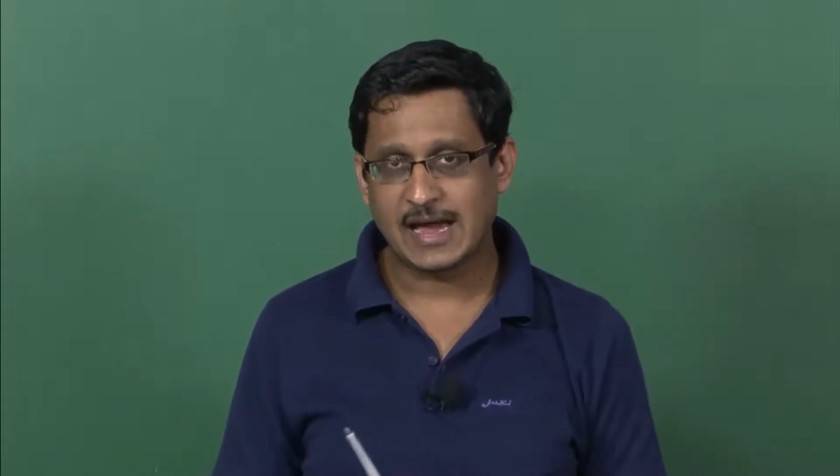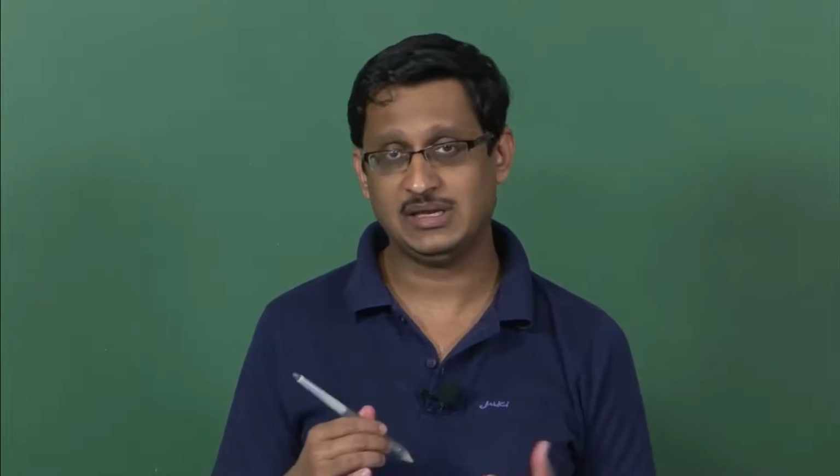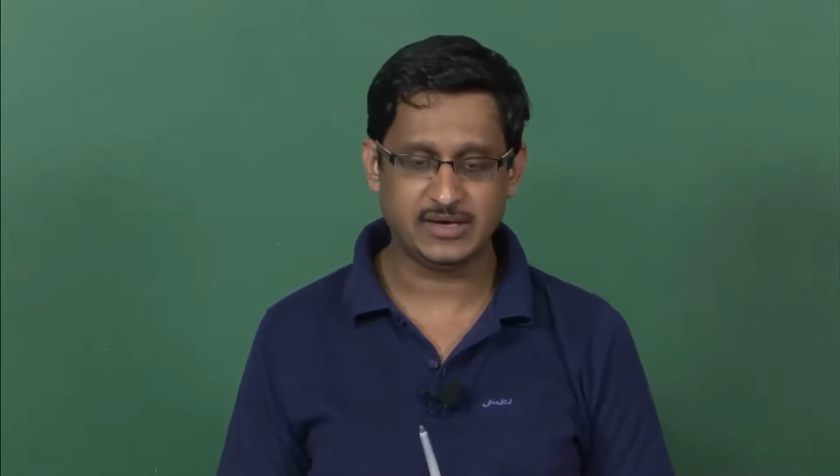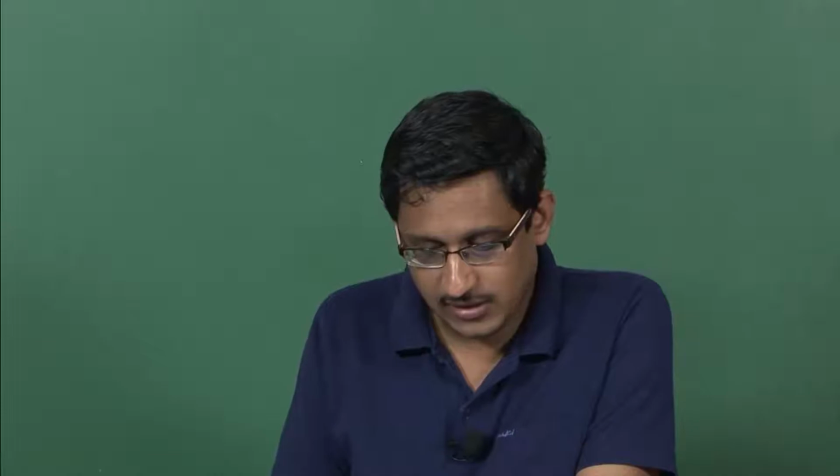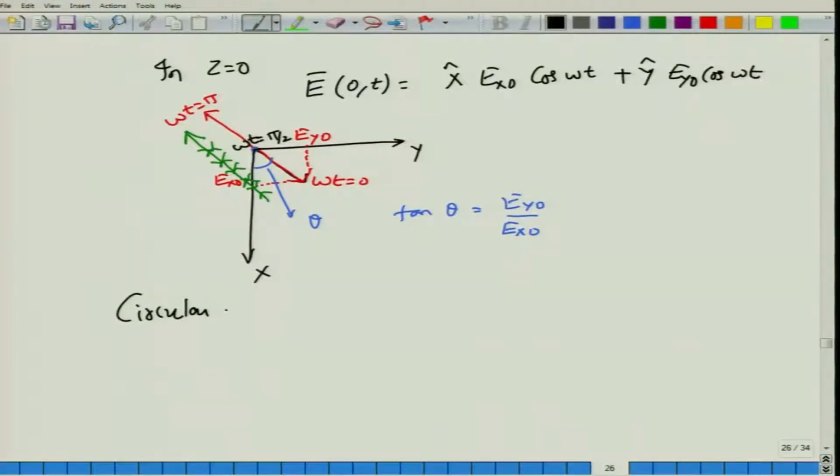Well, it does not have to be that the waves are polarized along a line. Waves can be polarized in a more exotic state. One of that is called circular polarization. In the circular polarization case, we require that the electric field components have some amount of phase difference.